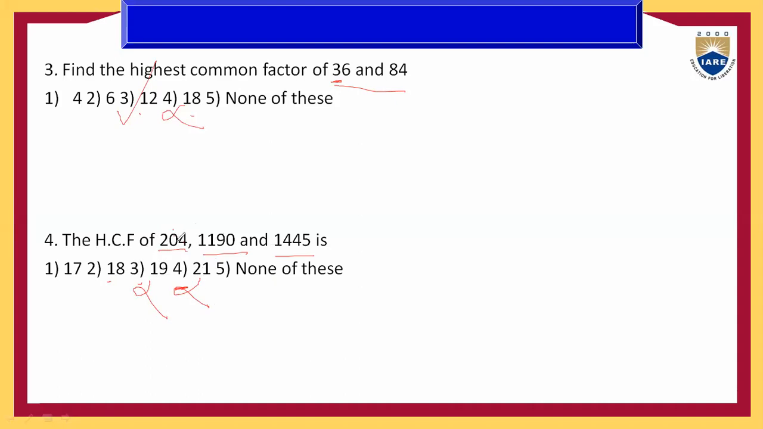18. Does 18 divide 204? 18 1 18, carry 2, 24. 18 1 18, remainder 6 is there. So 18 also does not divide this number. 17. 17 1 17, carry 3, 34. 17 2 34. That means 17 divides all these three numbers. 17 7 119. So all these numbers are divisible by 17. So option number 1 is the right answer.